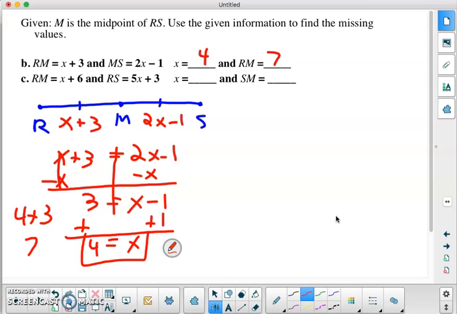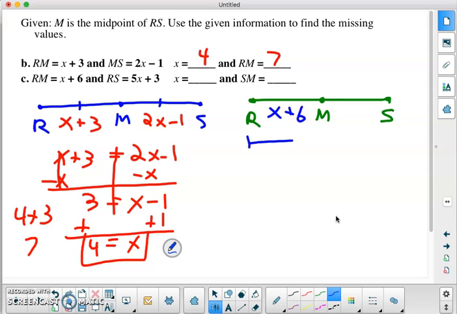Alright, now let's look at the second problem, part C. So same picture. We still have M as the midpoint for R and S. But now our expressions that we're given are different. They give us RM as x plus 6, but they give us RS this time, which is the whole thing. And they say that RS is 5x plus 3. So we're given the whole and we're given a part. Well, if M is the midpoint, then the two parts are the same. So the other part's also x plus 6.